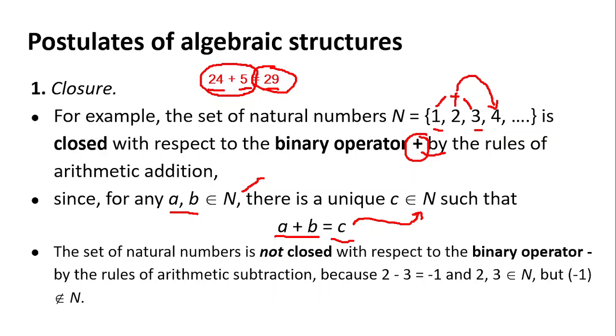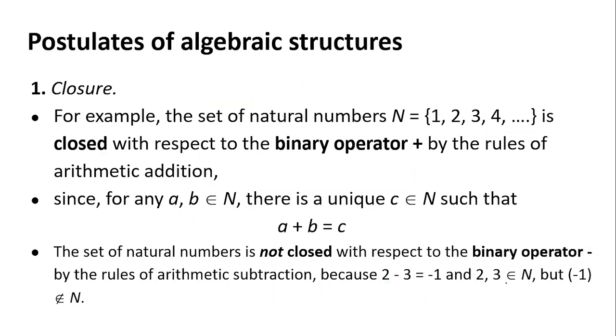Now take the other one. What about the minus operator? Is it closed? Take two elements, 2 minus 3. Again, 2 is a non-zero positive integer, which is a natural number. 3 is also a non-zero positive integer, which is again a natural number. Now when you apply the minus, 2 minus 3 is minus 1.